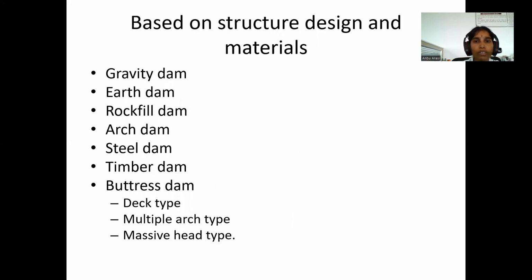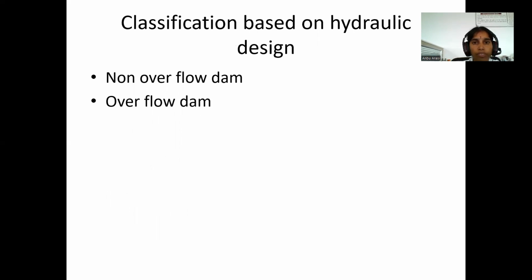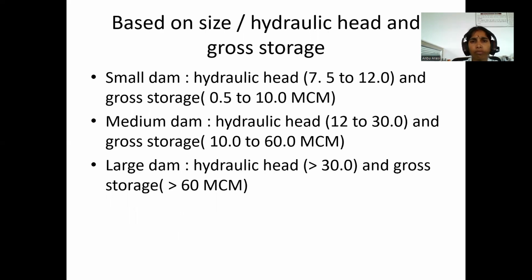Based on the structure, design, and materials, dams are classified as gravity dam, earthen dam, rockfill dam, arch dam, steel dam, timber dam, and buttress dam. Buttress dams are classified as deck type, multiple arch type, and massive head type. Classification based on hydraulic design: non-overflow dam and overflow dam. Based on size, hydraulic head and gross storage: small dam, medium dam, large dam.